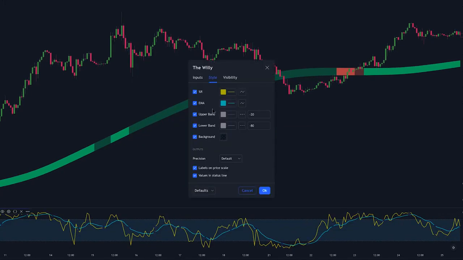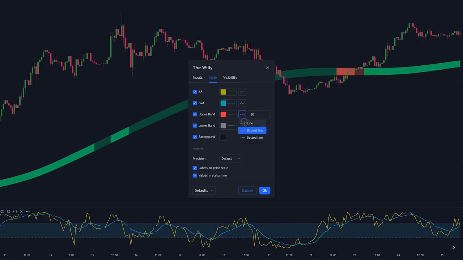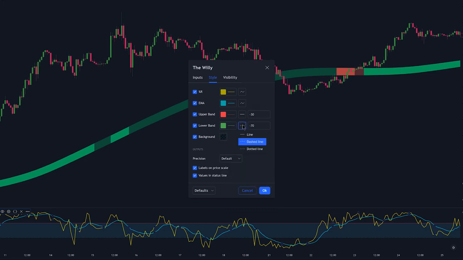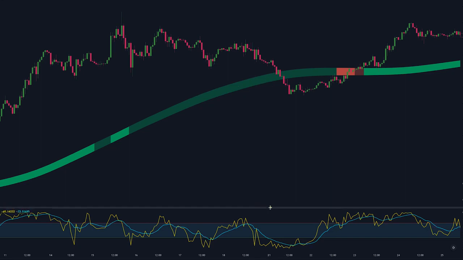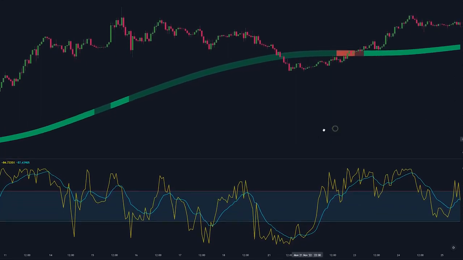On the Style tab, you're going to change the upper band's value to -30 and the lower band's value to -70. And then you're going to change the upper band's color to red and change the display style to line. Then here you're going to change the lower band's color to green and change the display style to line. And then click OK.